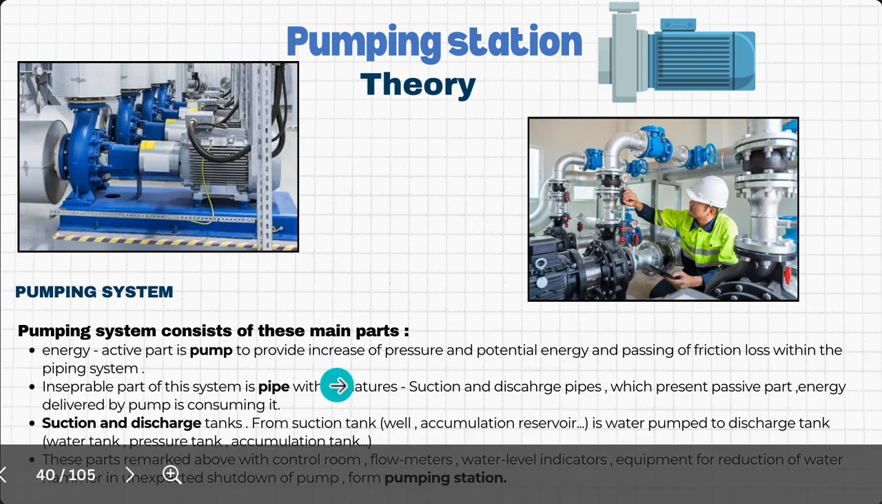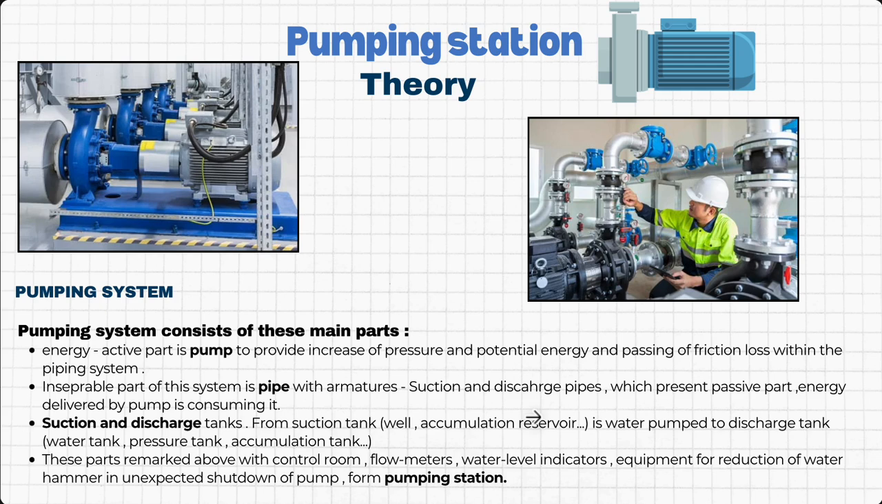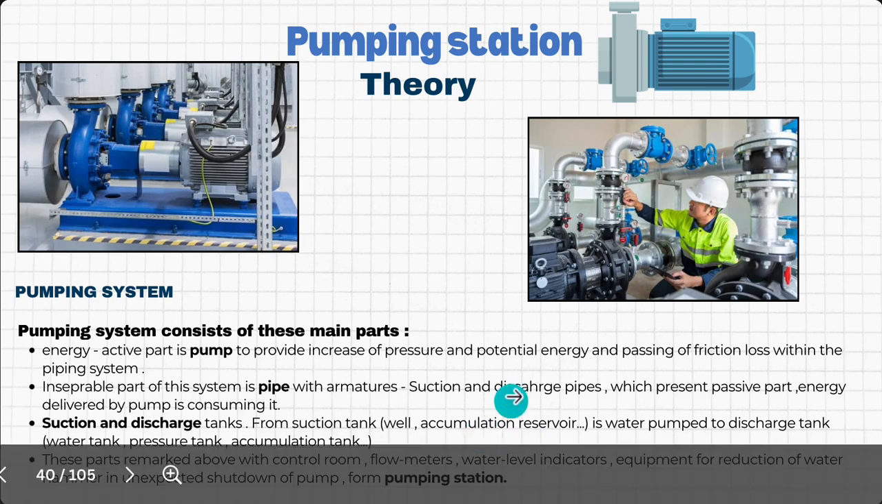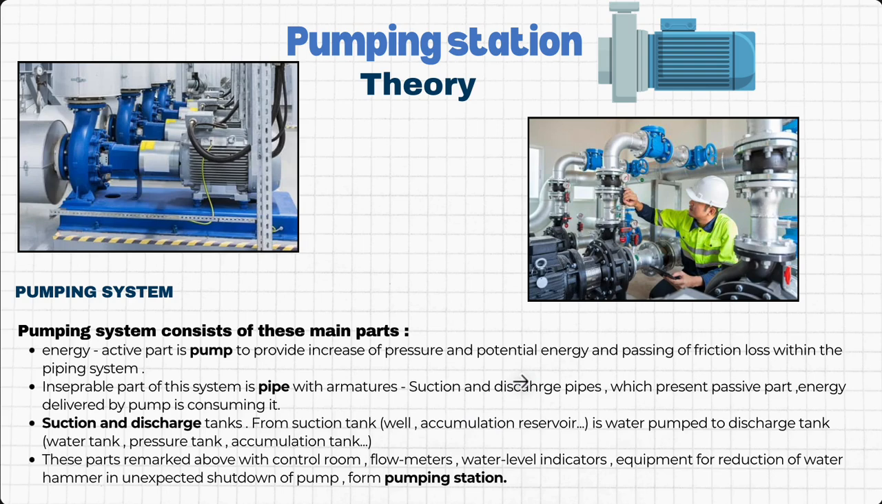The inseparable part of this system is the pipe with armatures, suction and discharge pipes, which present the passive part. Energy delivered by the pump is consumed by it. The third important part is our suction and discharge tanks. From the suction tank, the well or accumulation reservoir, the water is pumped to the discharge tank, which is the water tank, pressure tank, and accumulation tank. These parts are marked above with control room, flow meters, water level indicators, and equipment for reduction of water hammer in unexpected shutdown of the pump. They all form the pumping station.